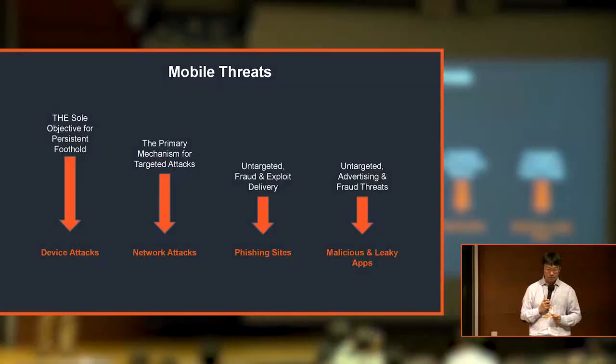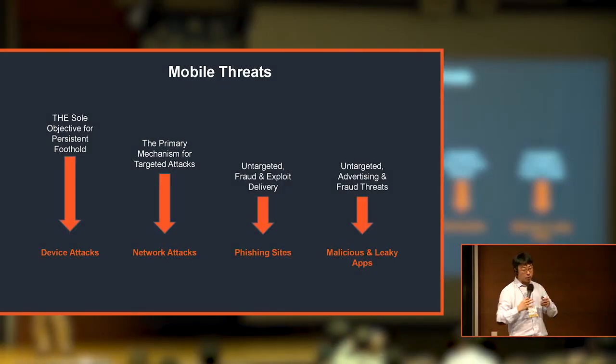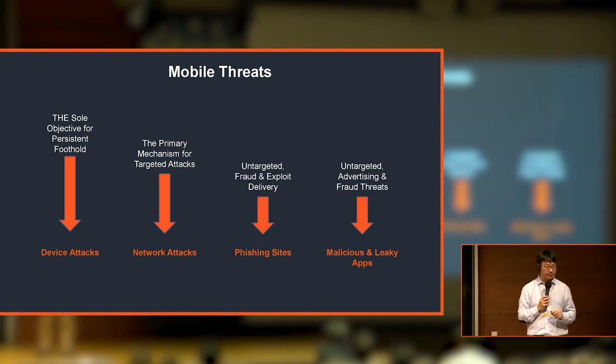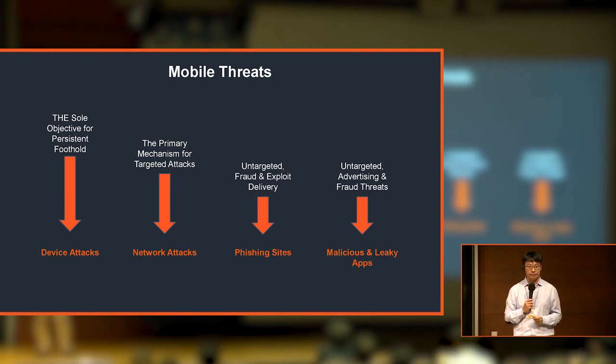Okay, so I wanted to summarize the mobile threats into four different areas. From the right-hand side is the less sophisticated. The left-hand side is the most sophisticated and targeted. So we'll talk about apps, right? We mentioned malware. But the bigger problem that we are facing today is actually something called leaky applications. And leaky applications were famous last year, actually.